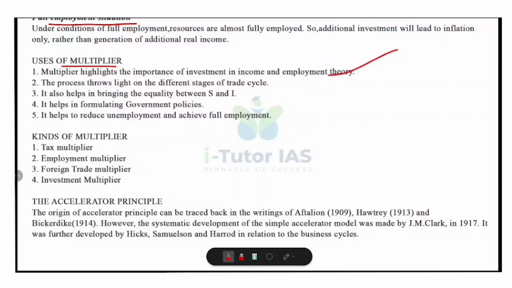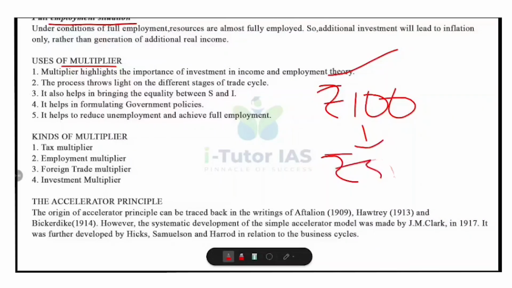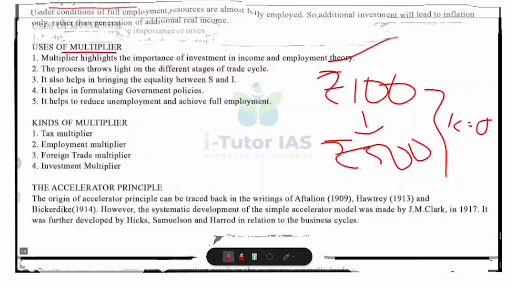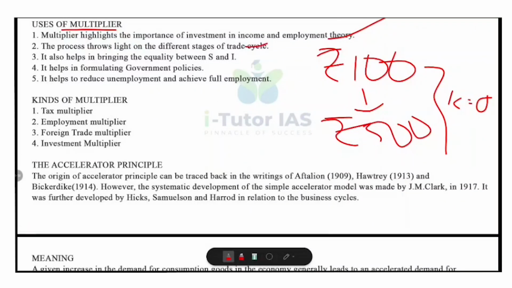That means the multiplier shows that even a small increase in investment can lead to a much larger increase in income and employment. Hence, investment plays a key role in determining the level of economic activity. For example, rupees 100 crore investment can generate rupees 500 crore increase in income if the multiplier, that is K, is equal to 5.